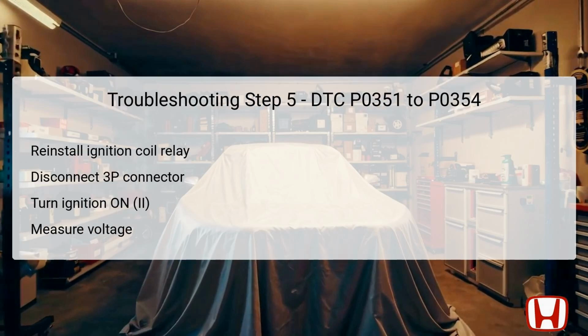In the fifth troubleshooting step, you will test for potential open wire issues within the ignition coil circuit. Start by reinstalling the ignition coil relay into its original position in the underhood fuse relay box. Following that, disconnect the 3P connector for the affected ignition coil, which allows for testing without circuit interference. With the 3P connector disconnected, turn the ignition switch to the on position to enable voltage measurement.